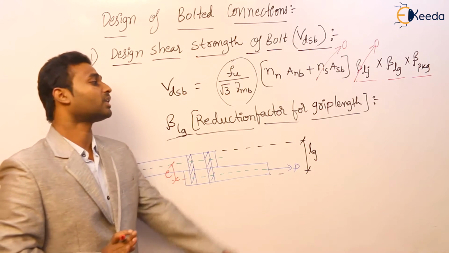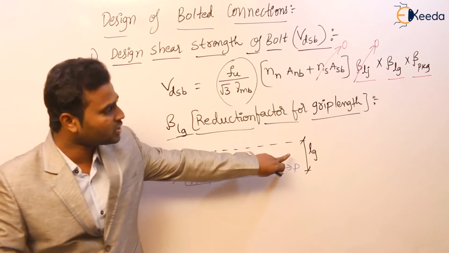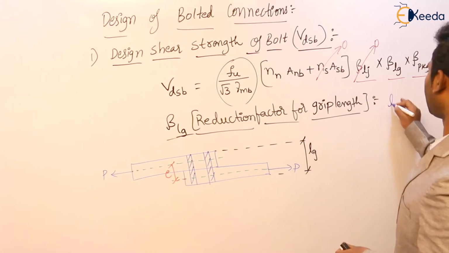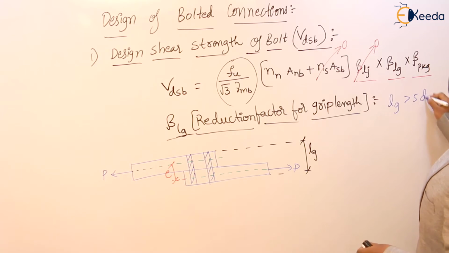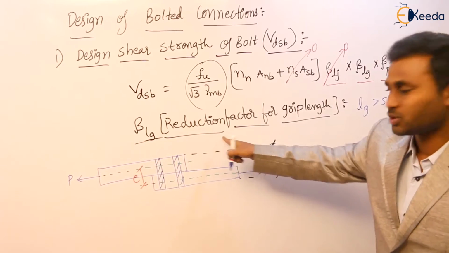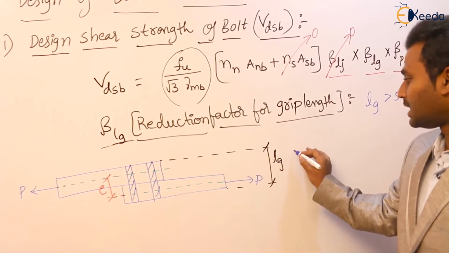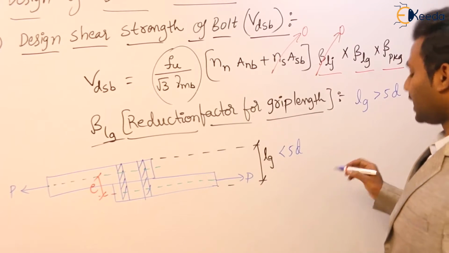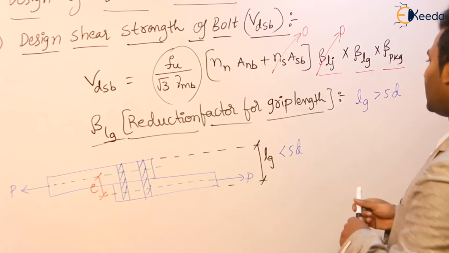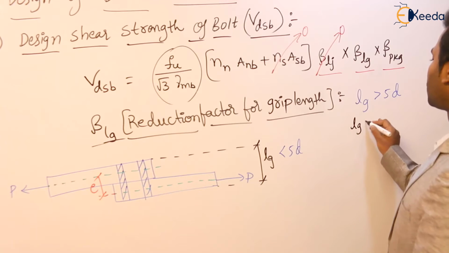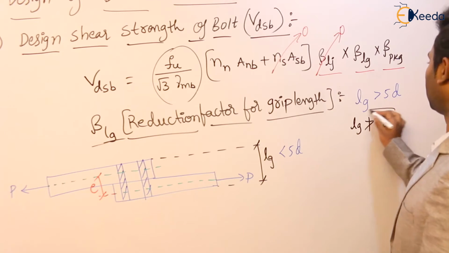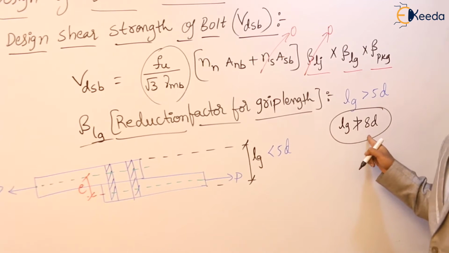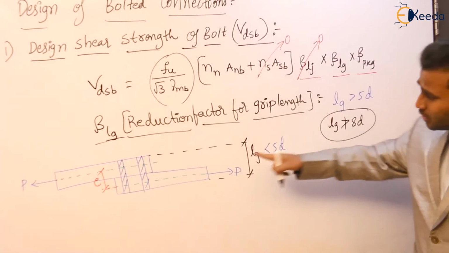For that, the code has given some specification for this grip length. For example, if this grip length Lg is greater than 5d, then we have to consider this reduction factor. As long as this Lg is less than 5d, no need to consider this. And at any cost, the code has given one more provision: this grip length should not be greater than 8d. So the maximum value permitted is between 5d and 8d. If it is less than 5d, then no need to consider.